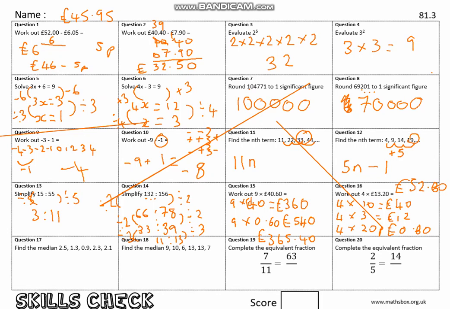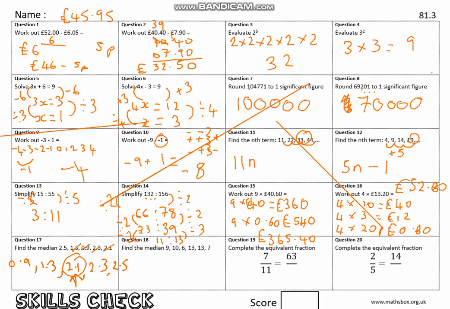So the lowest number here is 0.9. Cross that one out. Next lowest, we've got 1.3. Cross that one out. Then I've got 2.1. Cross that one out. Then I've got 2.3. Cross that one out. Then I've got 2.5. Okay, so there are 5 numbers, so the middle number is the third one. So there's my answer there, 2.1.